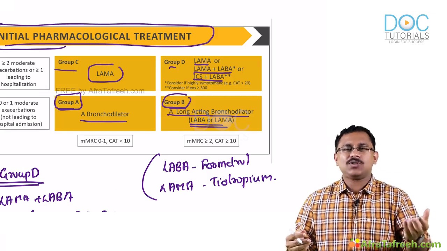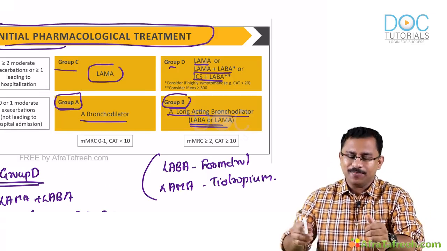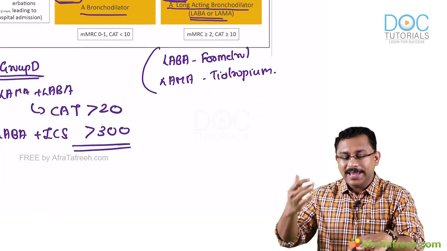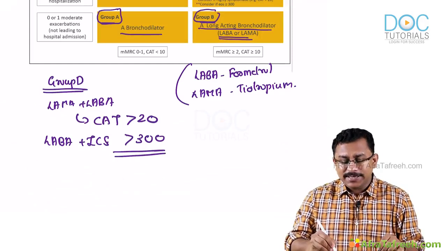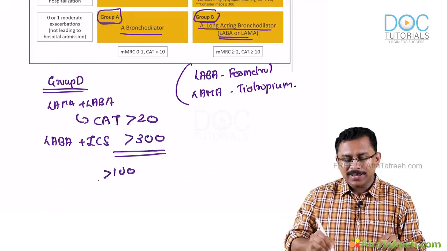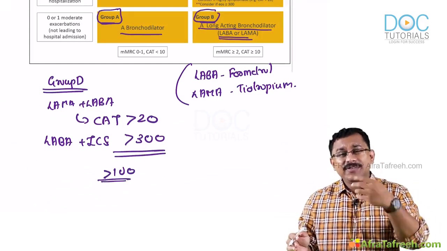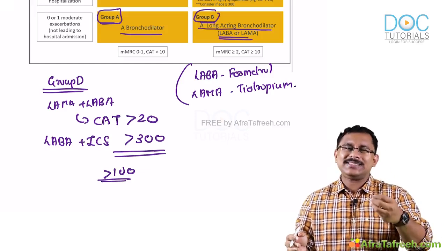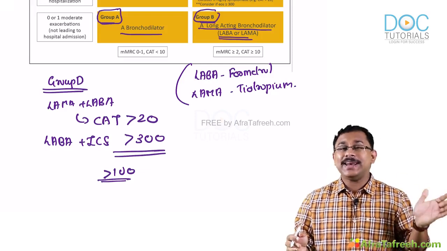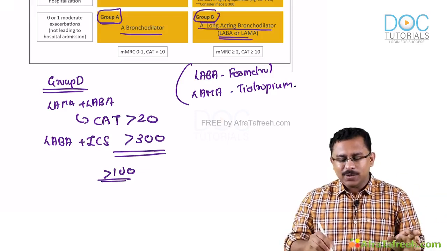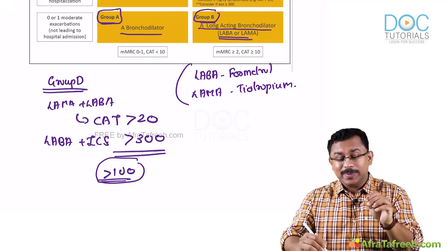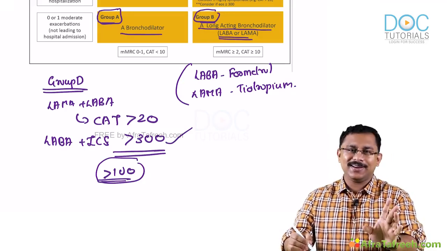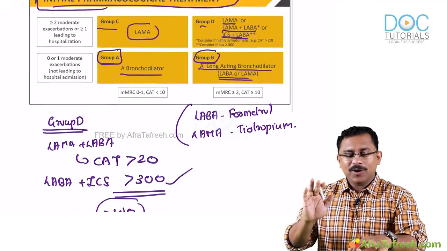If you have a higher CAT score, you will go for a LABA plus a LAMA. Then if the eosinophil count is more than 300, you will go for inhaled corticosteroids. Now sometimes if the eosinophil count is more than 100, that is in the 100 to 300 range, even then you can think of adding an inhaled corticosteroid, provided he has had previous exacerbations and hospital admissions. In that case you can consider, but the maximum evidence is when you start it for an eosinophil count more than 300. Okay, so I hope that is clear.